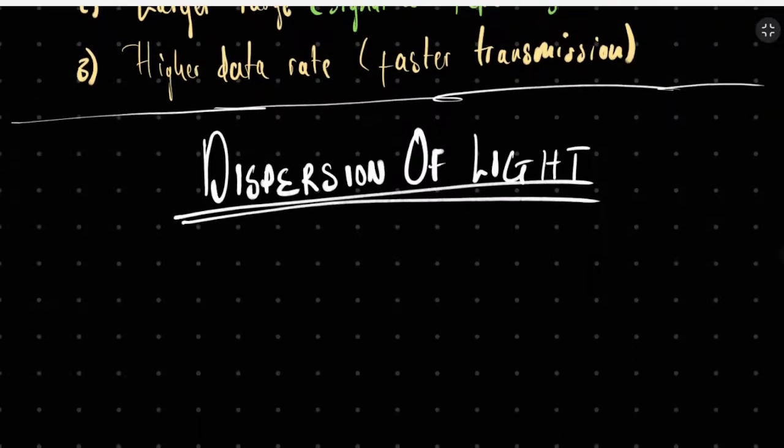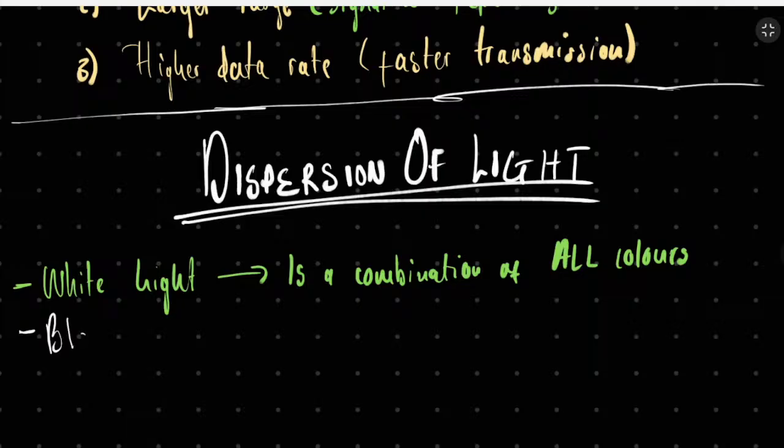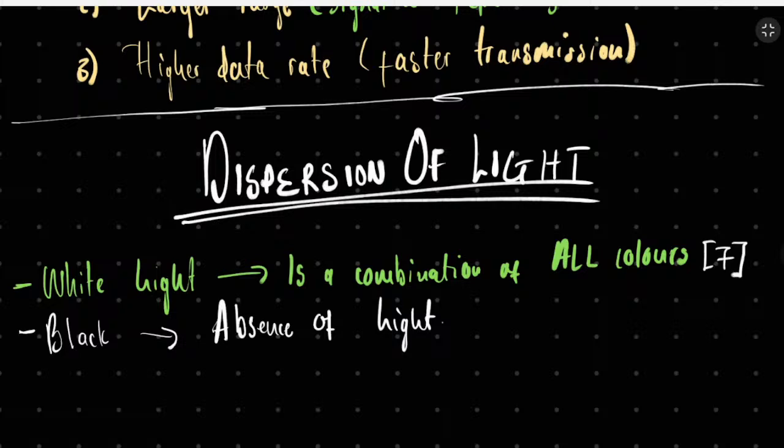To disperse is like to separate. White light is a combination of all colors. Then black means absence of light. When we say combination of all colors, we mean the 7 primary colors. Okay?